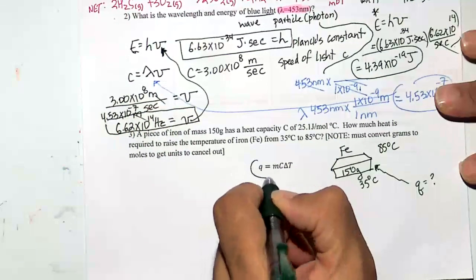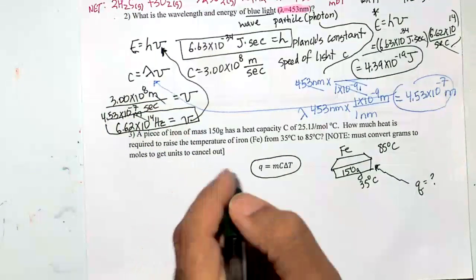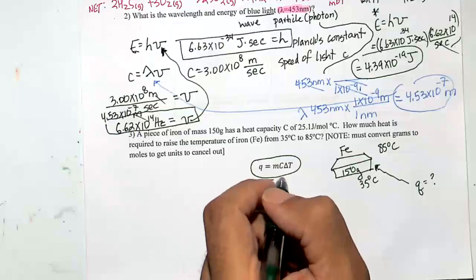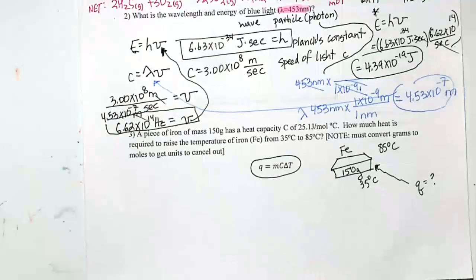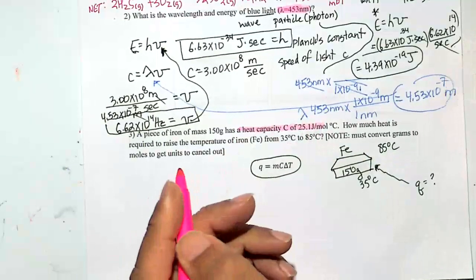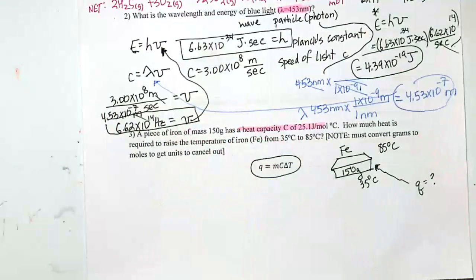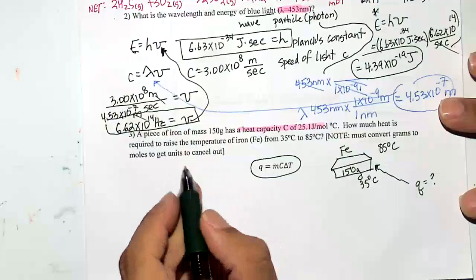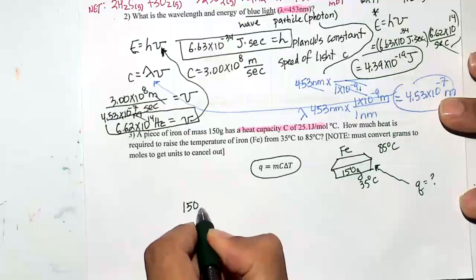The equation here is Q equals m C delta T. Q is heat, m is mass, C is the heat capacity, and delta T is final minus initial. Delta is always final minus initial. So we have our mass here of 150 grams of iron.